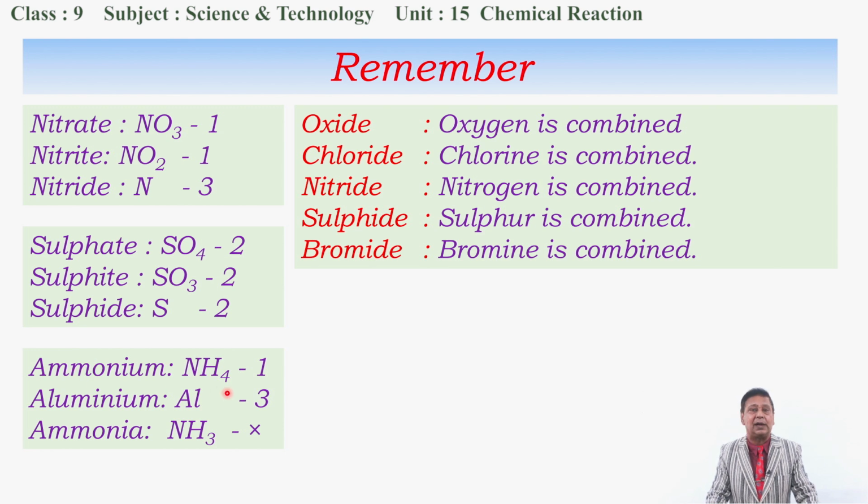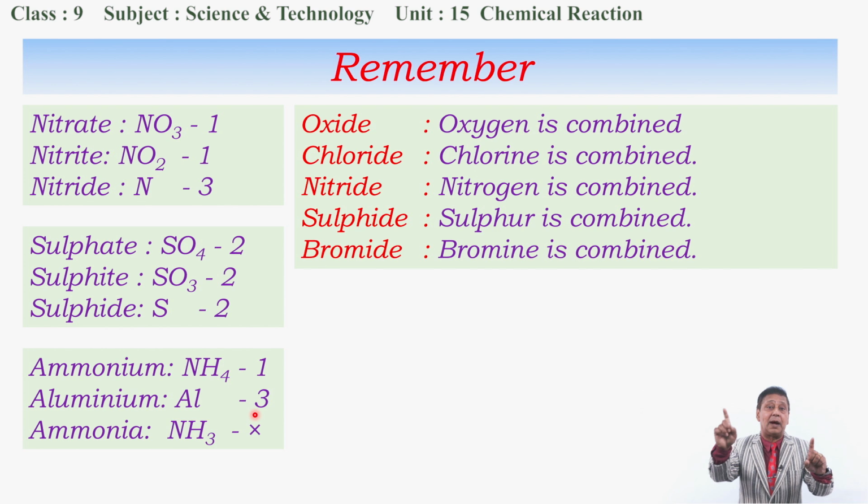Look at this. Ammonium is a radical, its valency is 1 and its formula is NH4. But aluminium appears similar, but its symbol is Al, this is an element and its valency is 3. But ammonia is neither the element nor the radical. This is a compound and compound doesn't have valency. Remember this also.